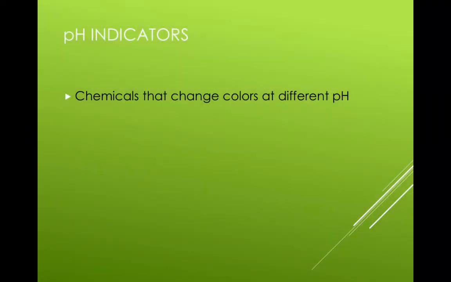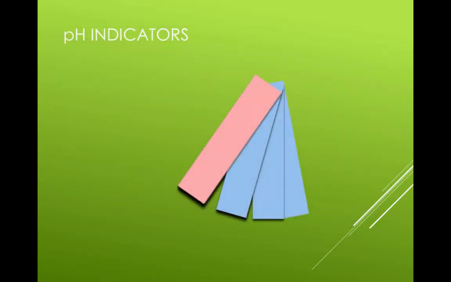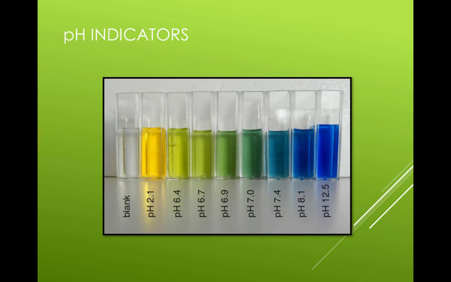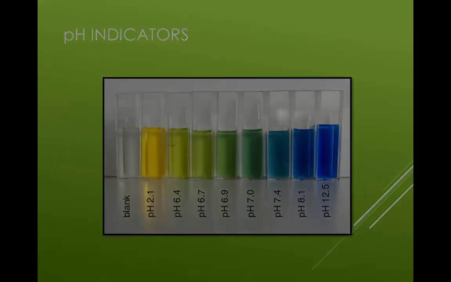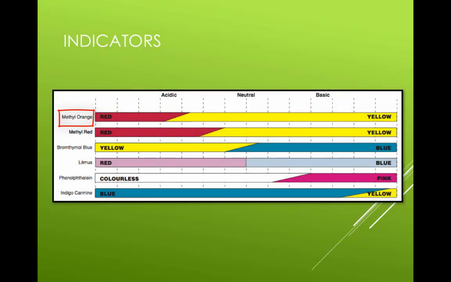pH indicators are chemicals that change color when exposed to chemicals of different pHs. They can be used to estimate the pH of unknown chemicals. Some examples are litmus paper, which turns red in acid and blue in base; bromothymol, which is yellow in acid and transitions to green to blue in base; and phenolphthalein, which is colorless in acid and turns pink in base. There are many other indicators, such as methyl orange, methyl red, and indigo carmine. These different indicators can be used in combination to narrow the pH of an unknown by looking at the results from all the different indicators.